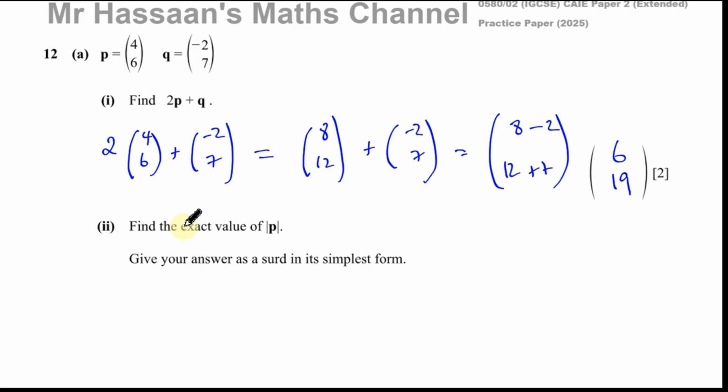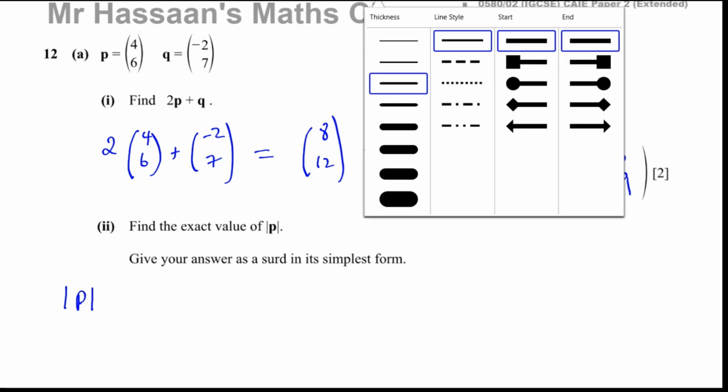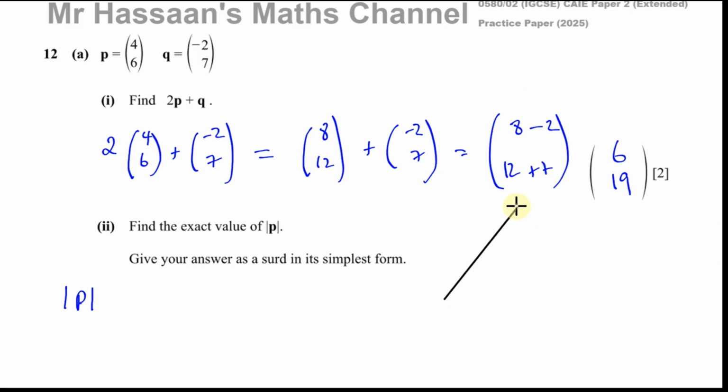Now part 2 says find the exact value of, and it's given you this kind of notation. What it means is the magnitude of the vector P, meaning how long vector P is. If we were to draw vector P, we would get a straight line which goes 4 to the right and 6 up, something like this. This is what vector P looks like if we were to draw it. It's just a rough sketch.